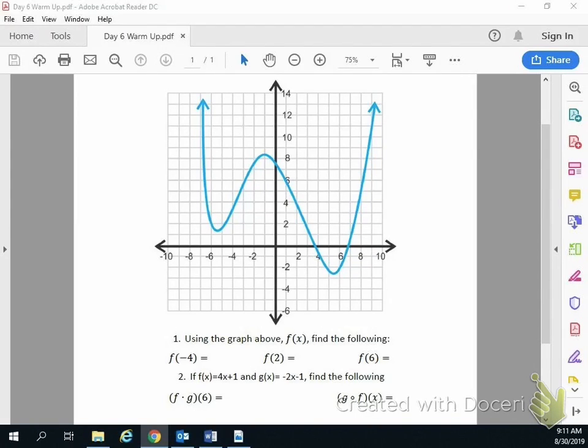Alright, so looking at the warm-up, I'm going to start off on these. So doing the f of negative 4, f of 2, and f of 6. If I'm looking at f of negative 4, I'm going to go where negative 4 is on the x value, and I need to find the y value of that, which this one would be what? 3.